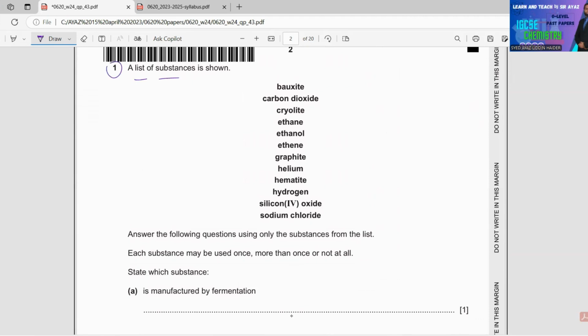A list of substances is shown. We have bauxite, carbon dioxide, cryolite, ethane, ethanol, ethene, graphite, helium, hematite, hydrogen, silicon peroxide, sodium chloride. Answer the following questions using only these substances from the list. Each substance may be used once, more than once, or not at all. State which substance is manufactured by fermentation.